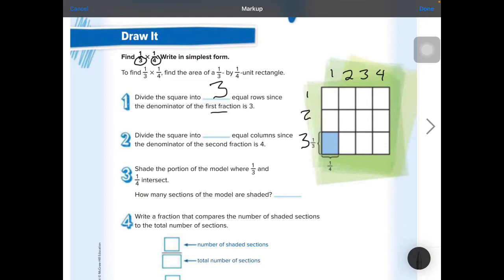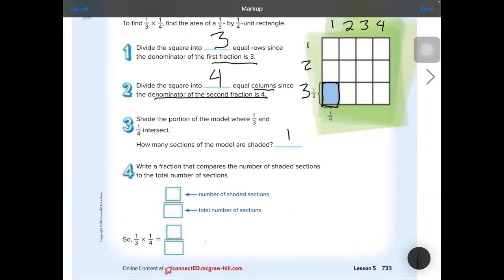Okay, divide the squares into 3 rows, since the denominator of the first fraction is a 3. Divide the square into 4 equal columns, since the denominator in the second fraction is a 4. Shade the portion of the model where the 1/3 and the 1/4 intersect, or where they meet up. How many portions of the model are shaded? 1. That is correct. Write a fraction that compares the number of shaded sections to the total number of sections.